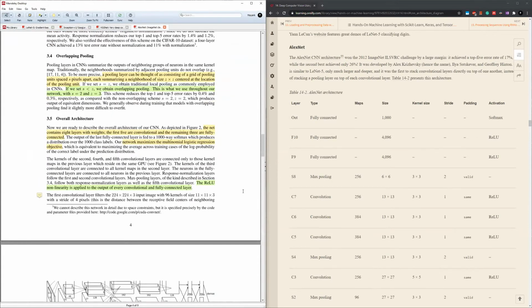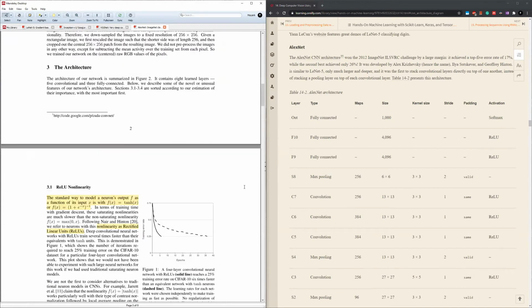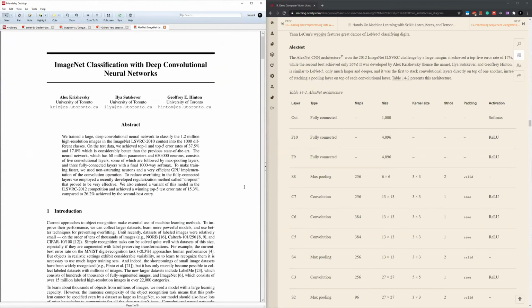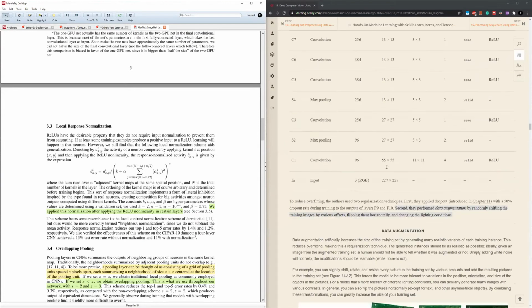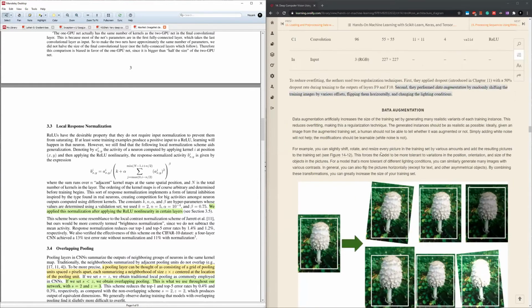That's the AlexNet paper. And they introduced this local response normalization with respect to ReLU. I think it is given here too.